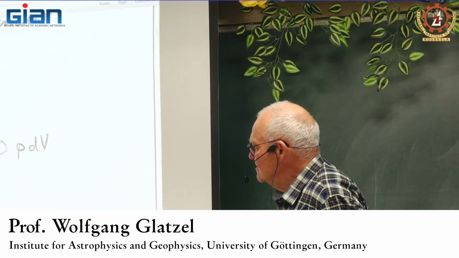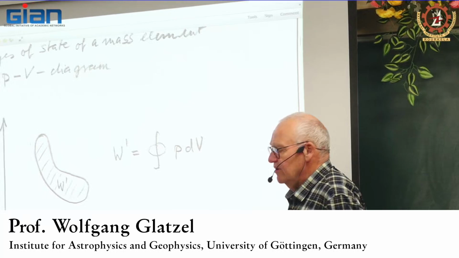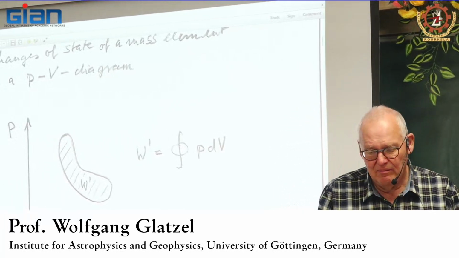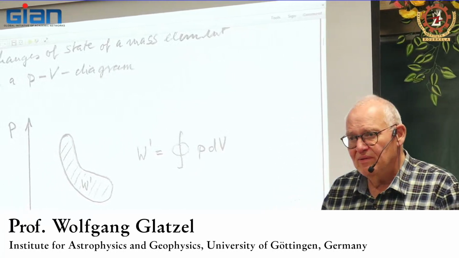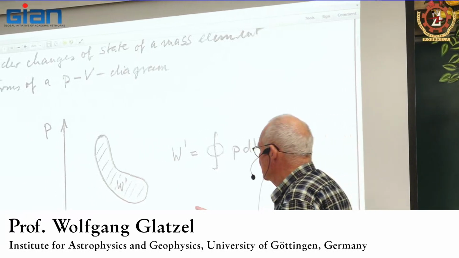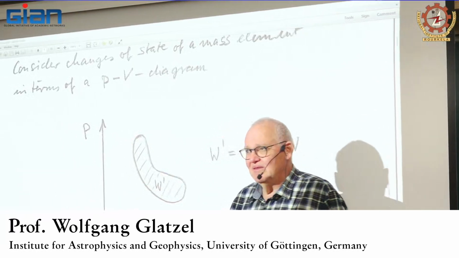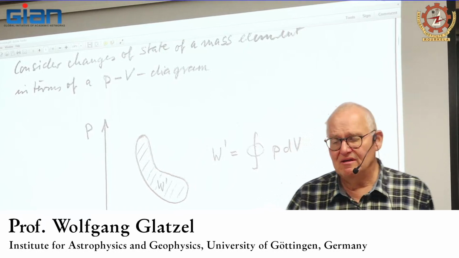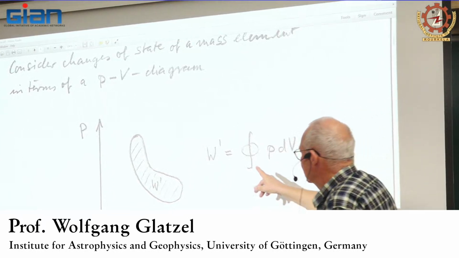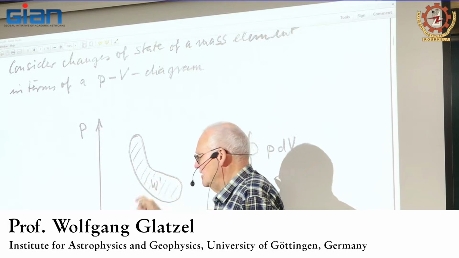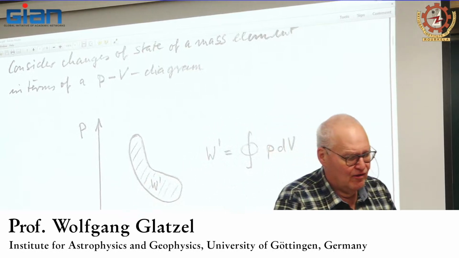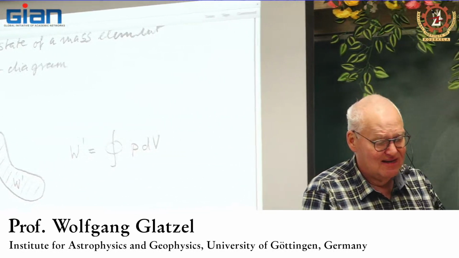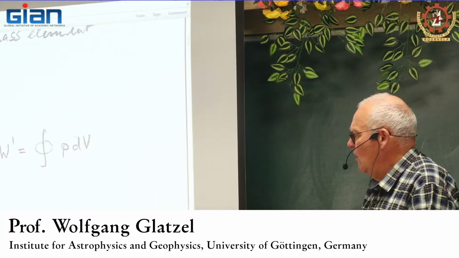And we convinced ourselves that the work done by this element or consumed by this element is simply the integral over the path in the PV diagram. So this is the integral over one cycle, the integral of P dV over one cycle of pulsation. So this is one mass element which is considered here.